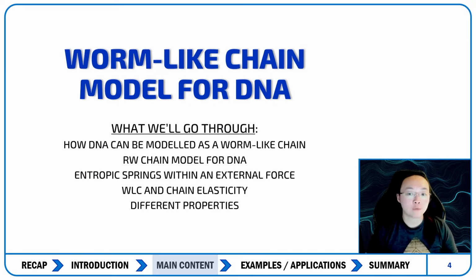So for the worm-like chain model for DNA, there are many different things we have to go through. First, we have to figure out how DNA can be modeled as a worm-like chain. Then we can take a look at the random walk model chain of DNA. Once we have that random walk model sorted out, we can then model each individual component of our DNA persistent length as an entropic spring to take a look at its bending modulus and its elasticity. So once we have that, then we can take a look at different properties of DNA as the length extends and see how it can possibly wrap around a histone and how it can bend in different shapes and forms.